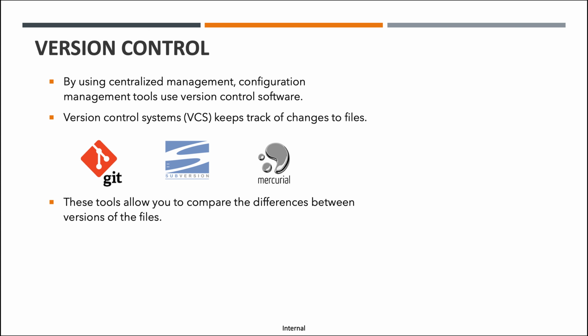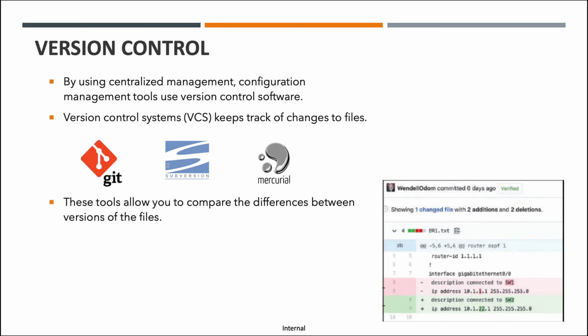I'll show you one sample of comparison between two versions of the configuration file. The upper highlighted lines with a minus sign show the lines that were changed, while the two lower lines with a plus sign show the new version of each line. So this type of tool can compare the configuration and give you the differences.